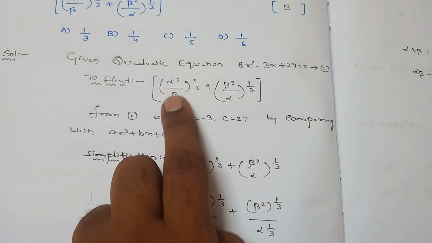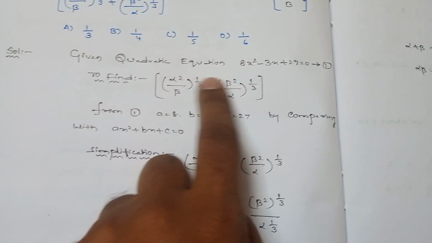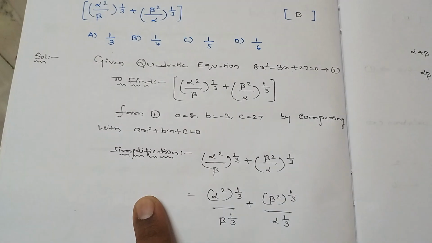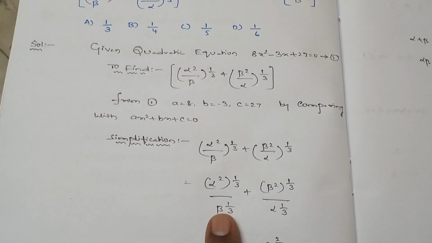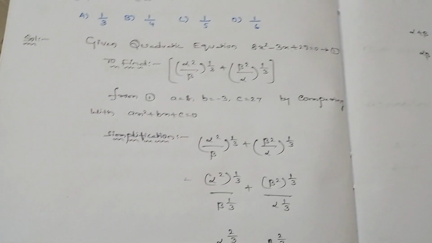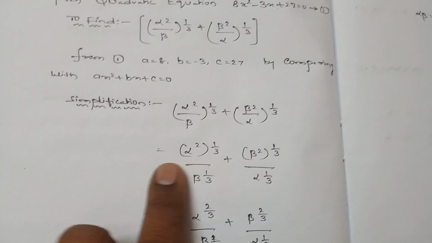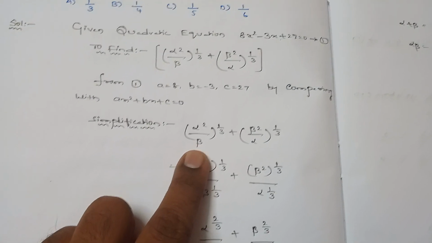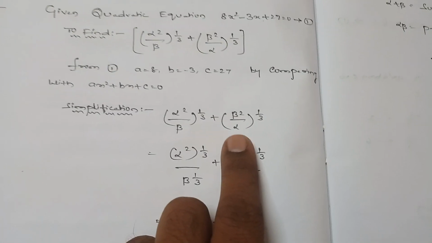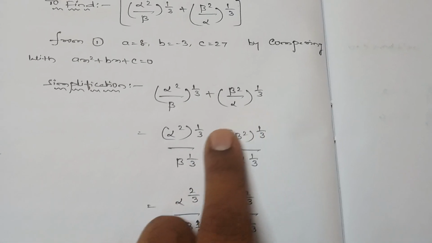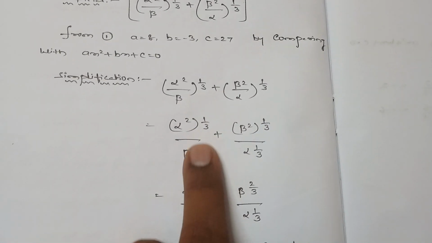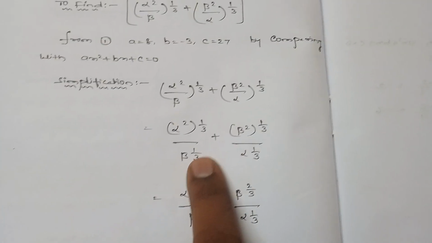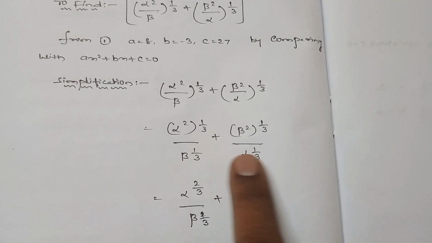Now first of all we need to simplify this equation. We need to convert in terms of alpha plus beta and also alpha beta, because the sum of the roots is equal to alpha plus beta and the product of roots equals alpha beta, right? So take the given expression, (alpha square by beta) whole to the power of 1 by 3 plus (beta square by alpha) whole to the power of 1 by 3. So this power is applicable for the whole, right? 1 by 3 is applicable for the numerator and also for the denominator. I split it for numerator and also denominator.